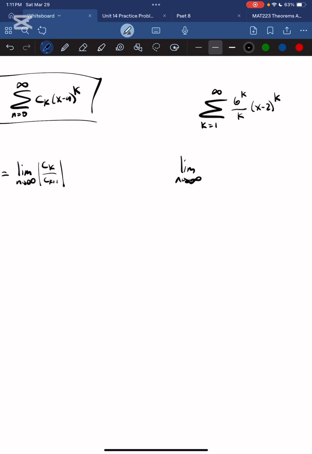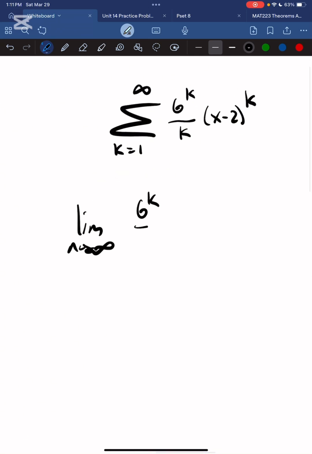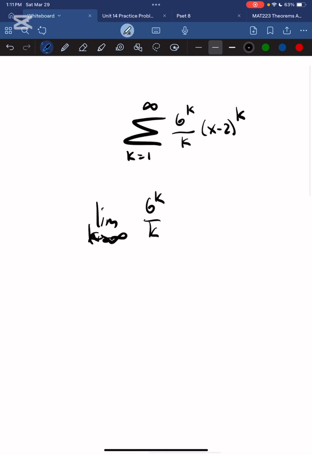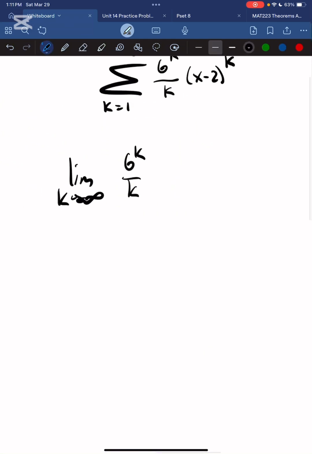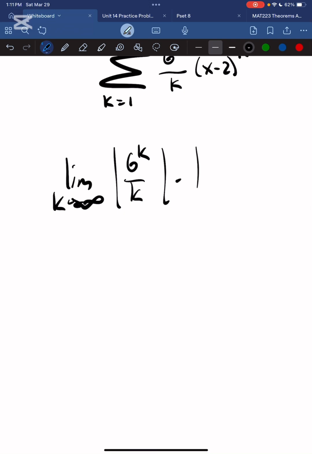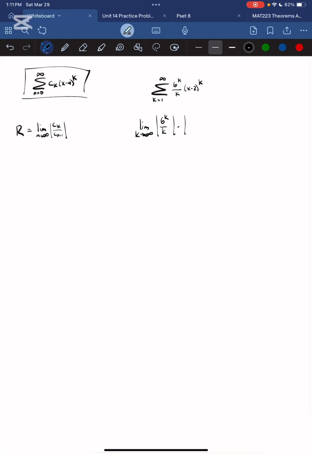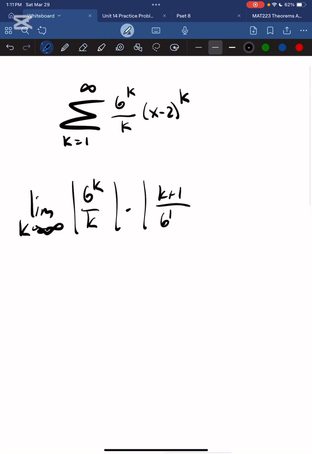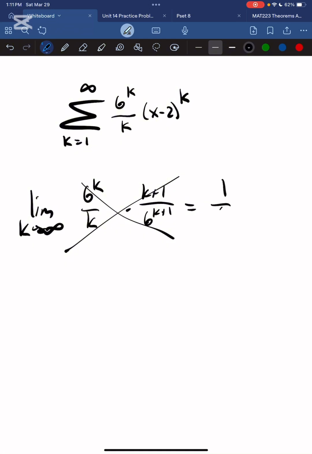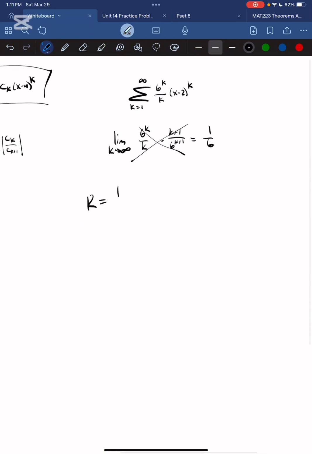So we take the limit as k goes to infinity of c sub k divided by c sub k plus 1. So this is k plus 1 over 6 to the k plus 1. We get rid of these absolute values because these are all positive terms. And we end up getting, this cancels out to 1, and this cancels out to just 6. So it goes to 1 over 6. So we know the radius of convergence is literally 1 over 6.